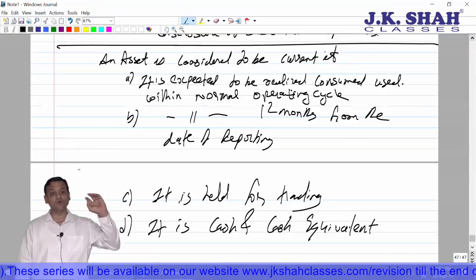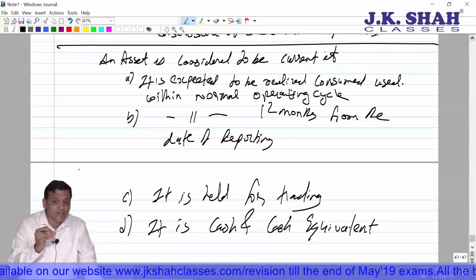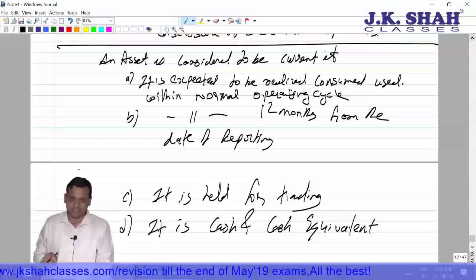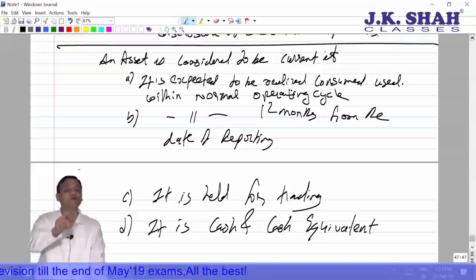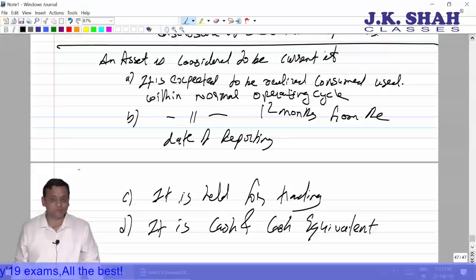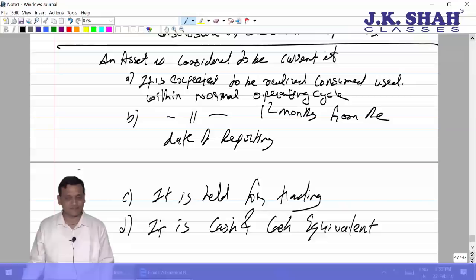Now the standard talks about non-current assets held for sale. Why do I need to give this information to my user that I'm holding a non-current asset for sale? Obviously, he can visualize my cash flows. He can make estimates with respect to how the flow of cash will be for this entity. I have one building which I was using for production, somewhere in Chennai.